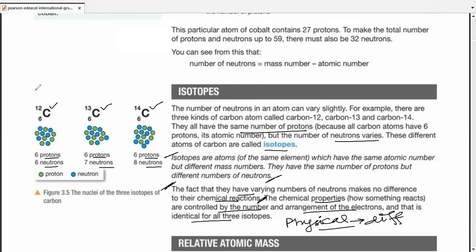Remember, this one is 12, so the isotope is written as carbon 12. This one is 13, the isotope is written as carbon 13. This one is 14, the isotope is written as carbon 14. That's how you're supposed to write them in exams to mention a specific isotope, and that's how we name them: carbon 12, carbon 13, carbon 14. Now they will have different physical properties because their masses are different. Simply speaking, their number of neutrons are different. Clear enough?